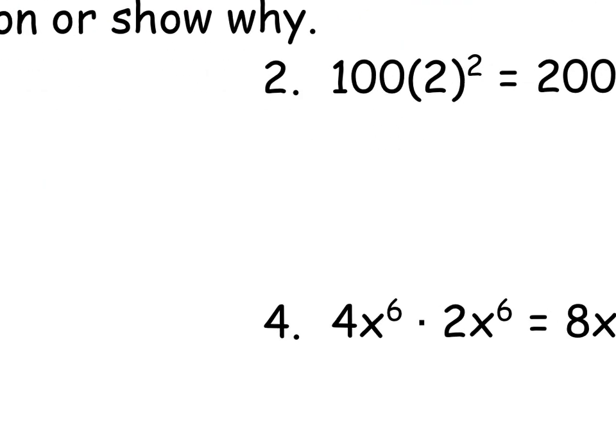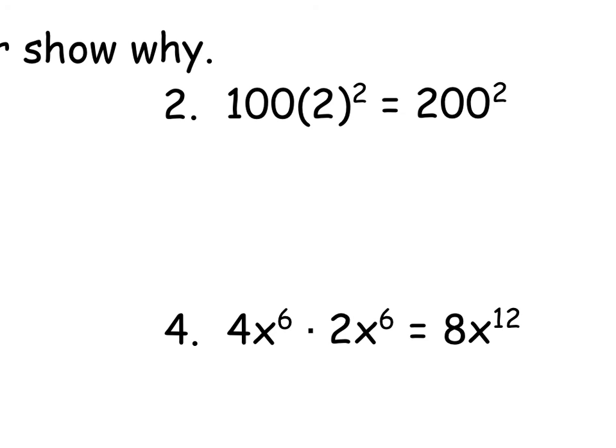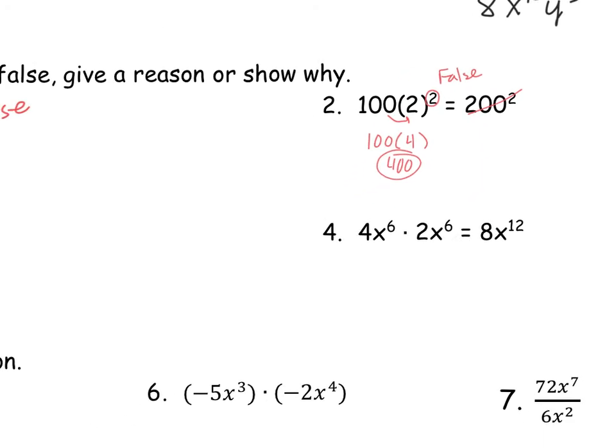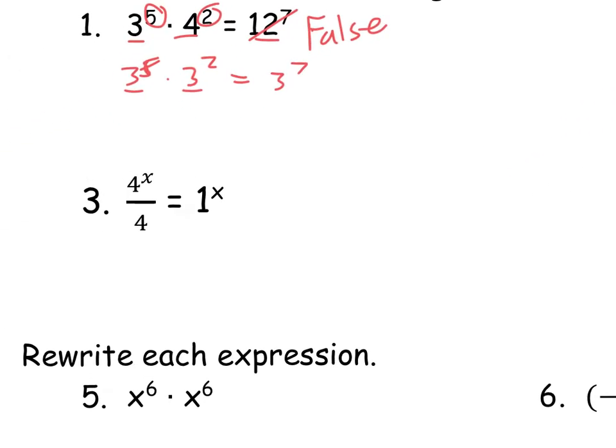Let's look at this one. Is 100 times 2 to the 2nd equal to 2 to the 200th? This is also false, and here's why. I'm not going to multiply 100 times 2. You're going to do exponents first. This should be 100 times 2 squared is 4. This is 400. So, yeah, that would be wrong. Okay.